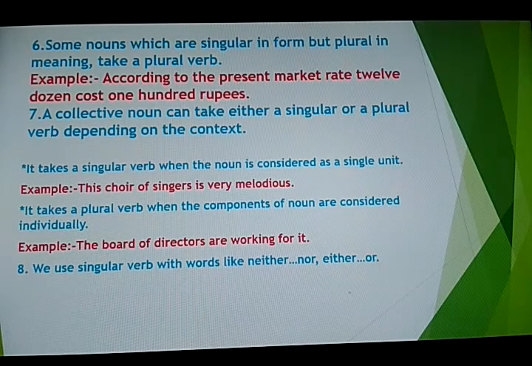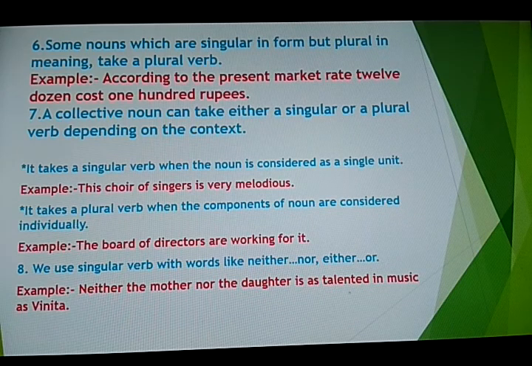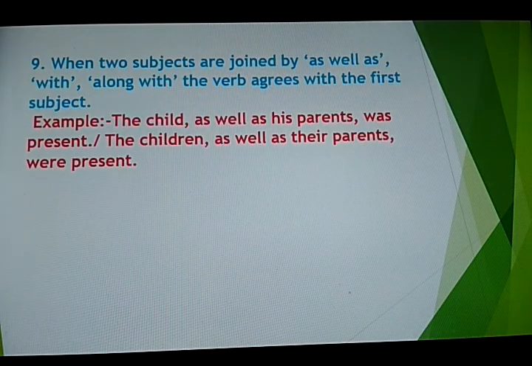Now number 8, we use a singular verb with words like neither, nor, either, or. Example, neither the mother nor the daughter is as talented in music as Vanita. We are talking about the mother and the daughter, but we are using neither and nor. So when we use neither, nor, either, or, then always the verb will be singular.